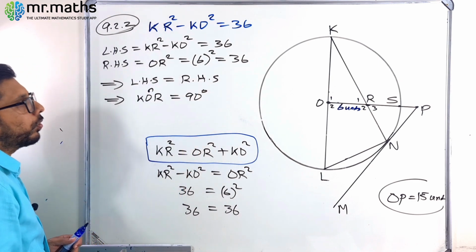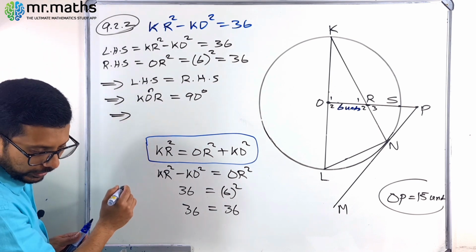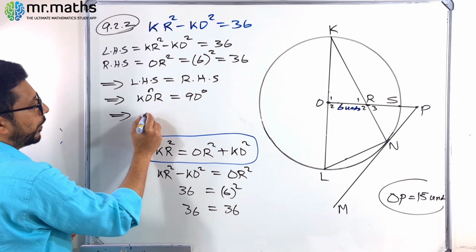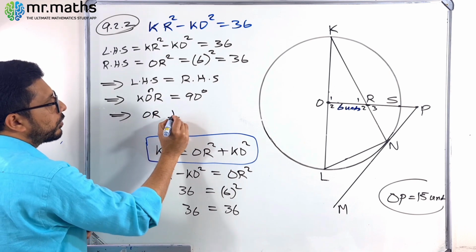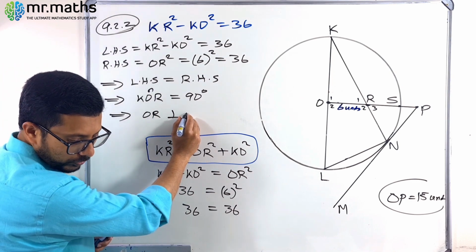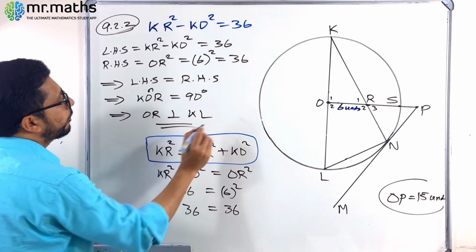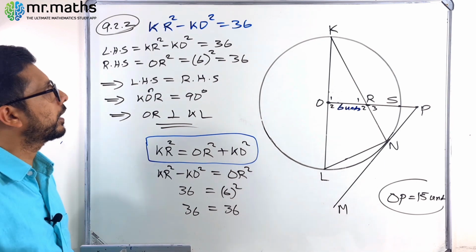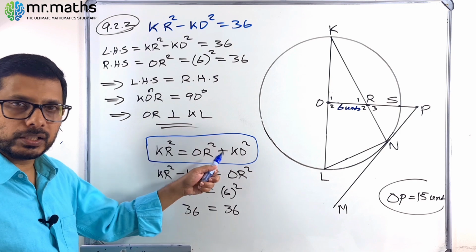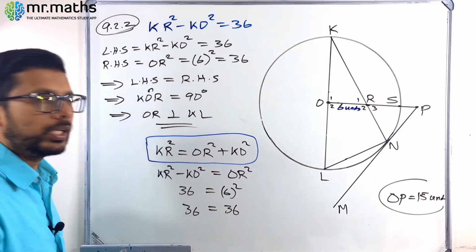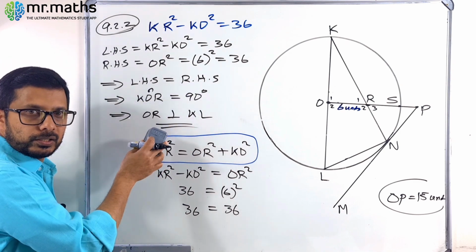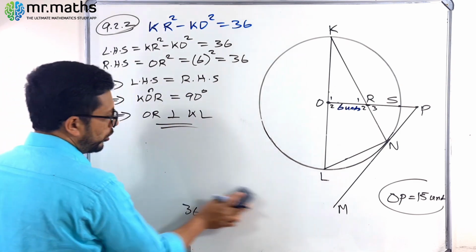You understand? Okay. Or what we have to write? OR is perpendicular to KL, or it implies that angle KOR is 90 degrees, perpendicular. OR is perpendicular to what? KL. Okay. So you can write it like this, guys. Don't write this step first. If you write this step first, it's wrong, because this step you can write after you prove that this one is 90 degrees. Okay. So that is question number 9.2.2.